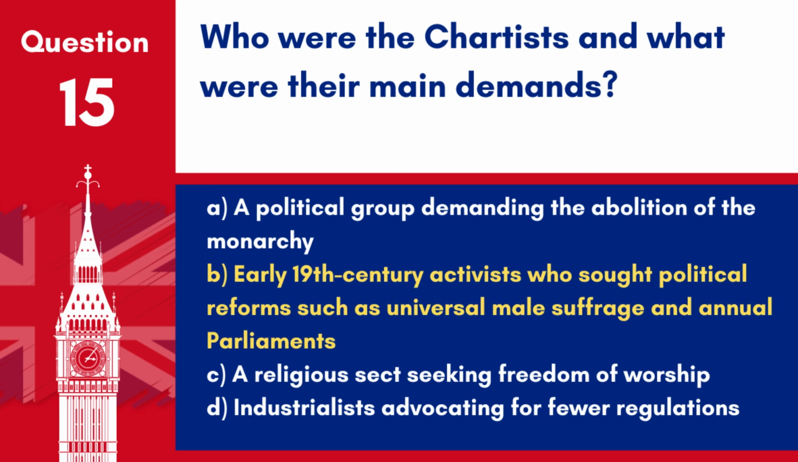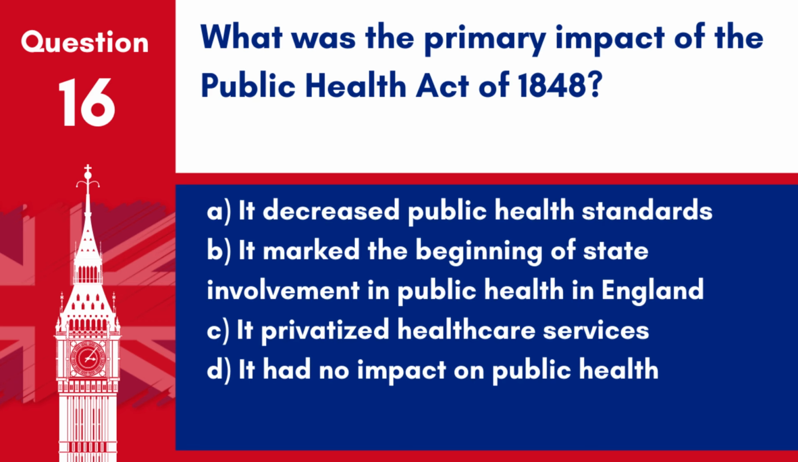Answer: B. Early 19th century activists who sought political reforms such as universal male suffrage and annual parliaments. The Chartists were a working-class movement that sought a range of political reforms aimed at making the political system more democratic. Question 16. What was the primary impact of the Public Health Act of 1848?